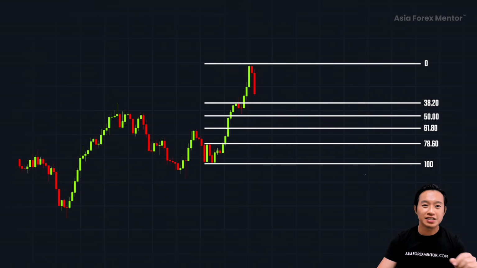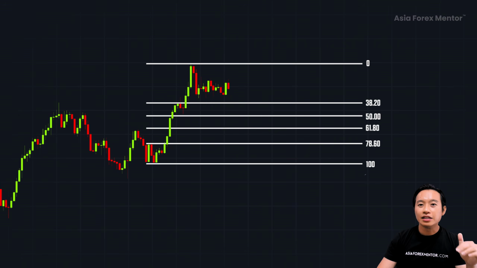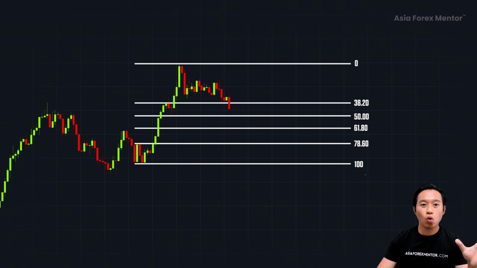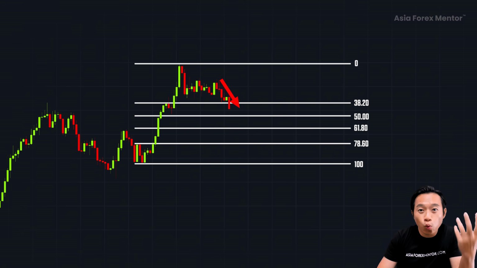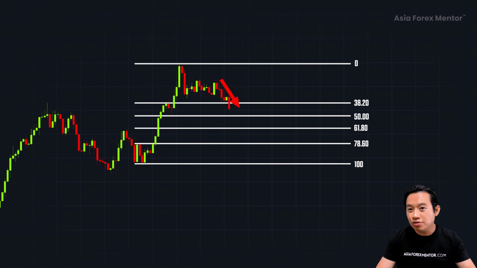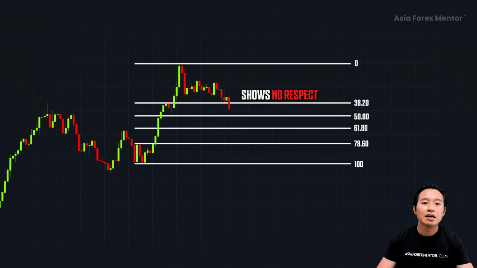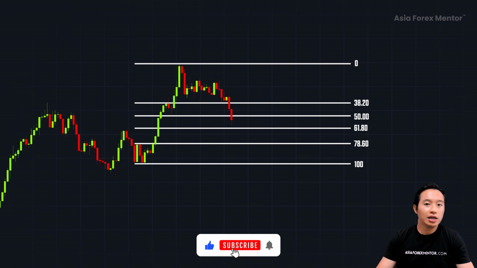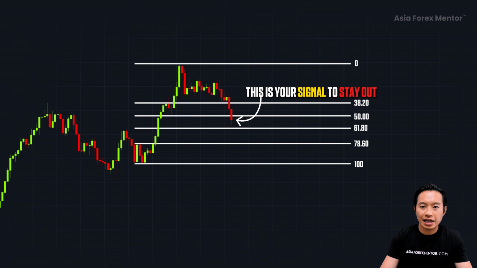All right, so take a look at this. Price pulls back to what? The 38.2%. There's no hesitation. What happens? It sliced right through it. There's no weak rejection, there's no bounce, which means what? There's no respect, right? Then the same thing happens when it goes down to where? The 50% level. Price just pushed right through it. So this is your signal to do what? Stay out, right? I'm not just gonna enter blindly because it's the 50% level.